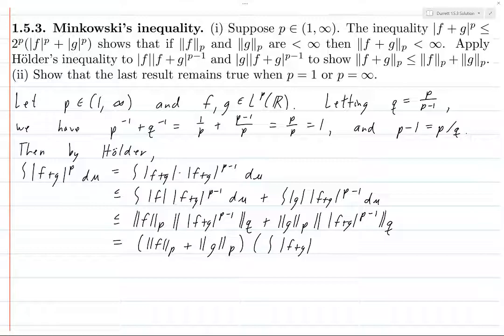But remember, we have p minus 1 is equal to p over q. So this (p minus 1) times q, we replace with p, and then when we do this integral formula, we have the integral of |f plus g|^p d mu, and then we have 1 over q on the outside. And so the q's and the exponents here magically cancel out. What we end up with is the p norm of f plus the p norm of g times the integral of |f plus g|^p d mu to the power of 1 over q.